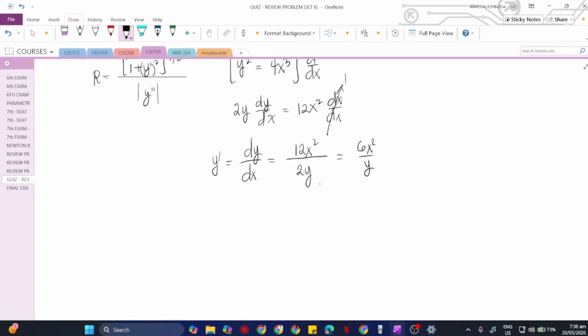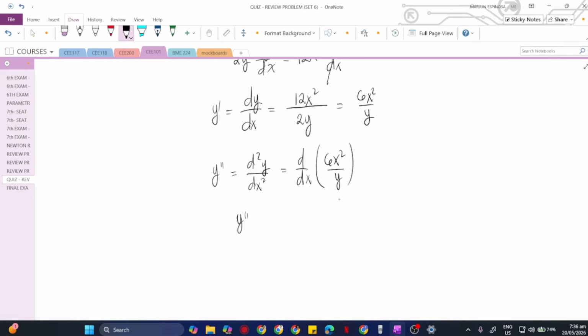Now for our second derivative, the second derivative of y with respect to x, we will just be deriving this one, 6x squared over y. So in other words, for our second derivative, we can use the quotient rule. So this is y times 12x, 12x lang pala, minus 6x squared, and the derivative of y.